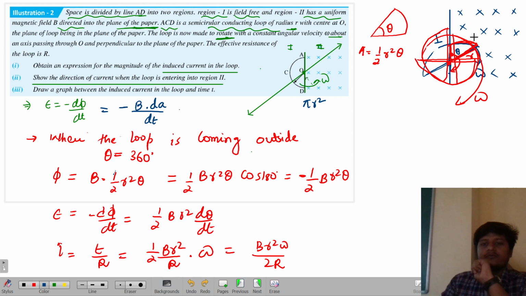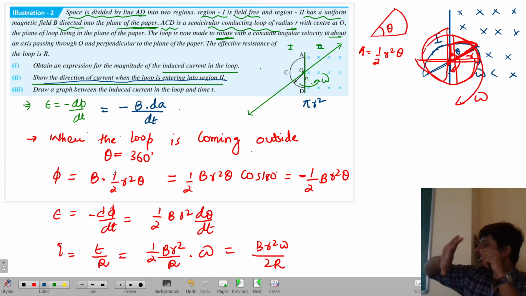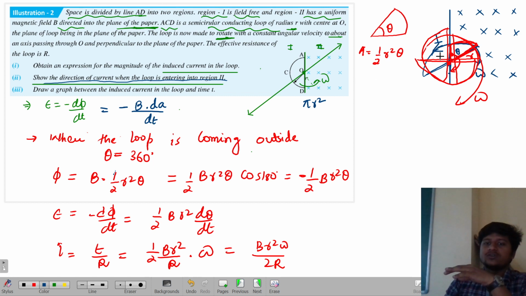Now look over here. What is the second question asking? Find the direction of current when the loop is entering region 2. So how to find the direction of current? If the magnetic field is there, the current will be established like this way, or not? The magnetic field is inside, but that is not the correct way, because EMF is minus d phi by dt. So the current should be produced opposite of the original direction, yes or no? Therefore the current is produced anti-clockwise.